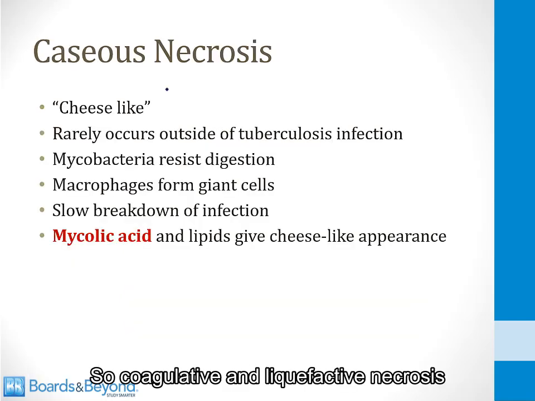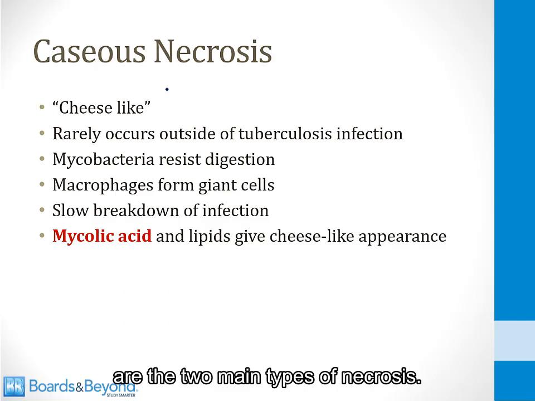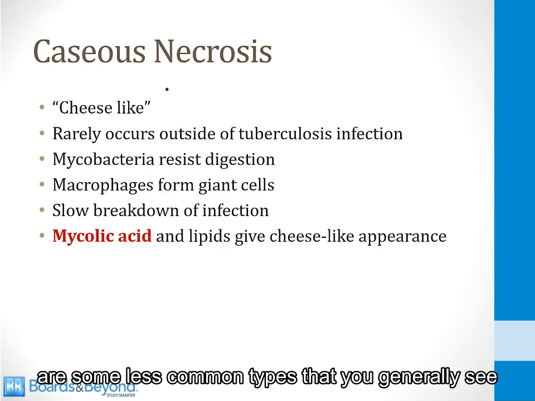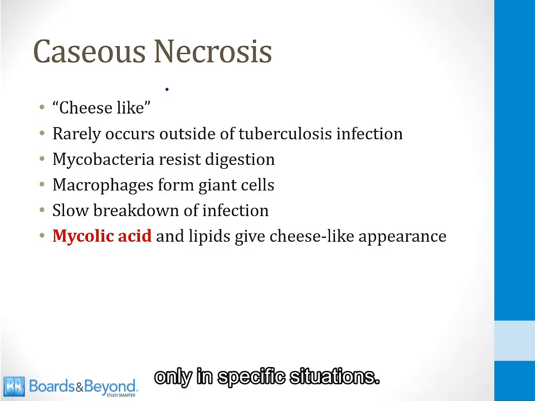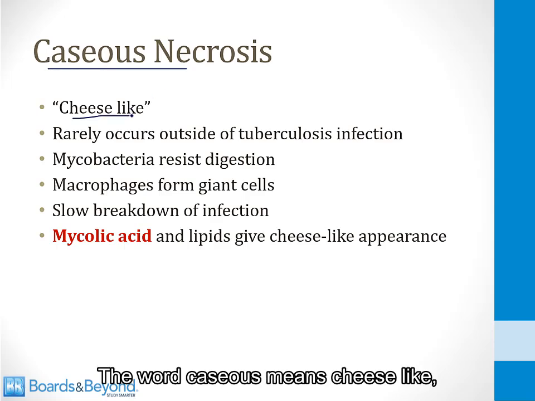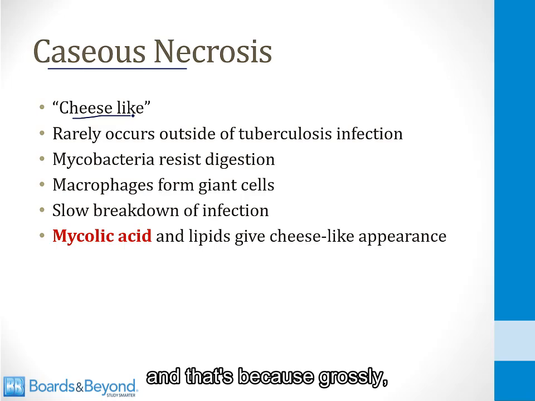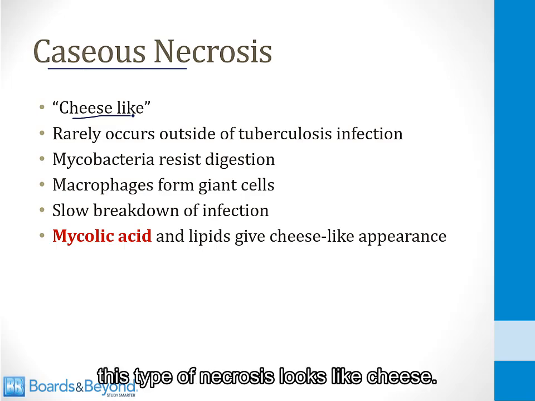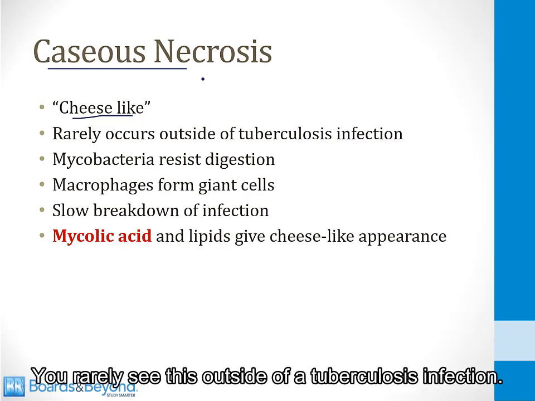So coagulative and liquefactive necrosis are the two main types of necrosis, but what I'm going to talk about now are some less common types that you generally see only in specific situations. And the first type is caseous necrosis. The word caseous means cheese-like, and that's because grossly this type of necrosis looks like cheese. I'll show you a picture of it in a minute. You rarely see this outside of a tuberculosis infection.